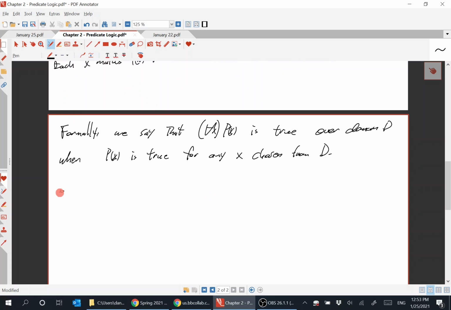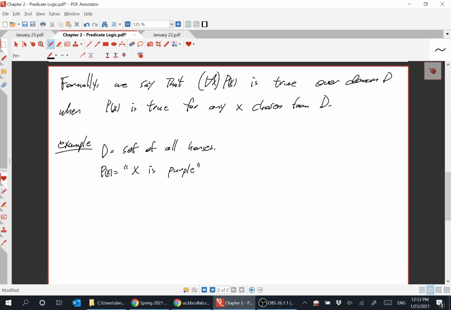So, for example, D equals the domain set of all horses. In this case, p of x means x is purple. Right, in this case, for all x, p of x is false. Right? For all x, p of x is false.